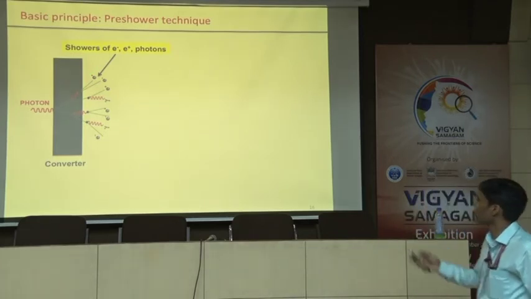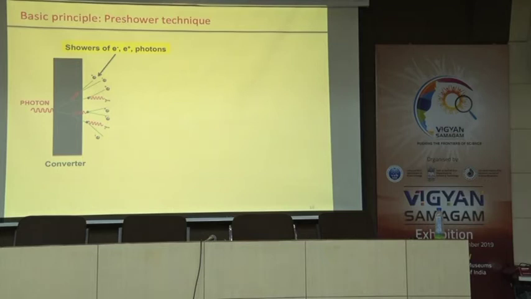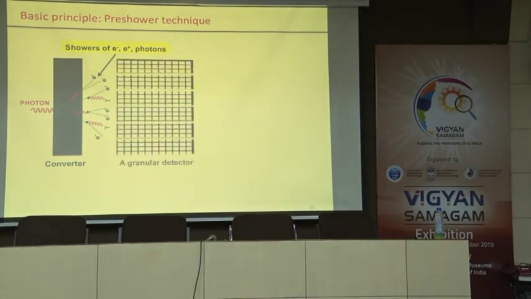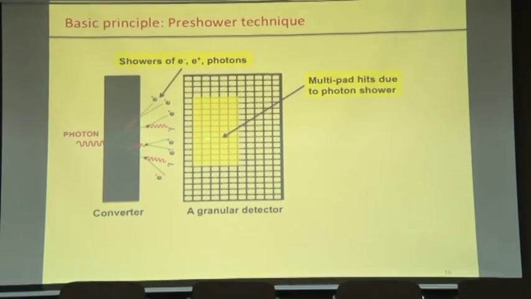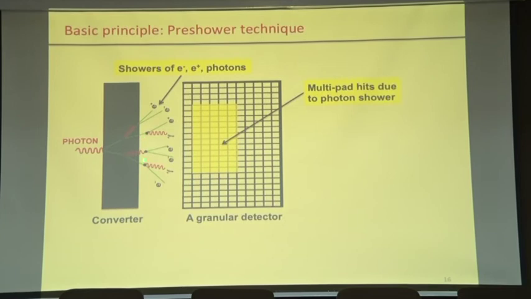And then these shower particles, because they are charged, electrons and positrons, if you put a granular detector like this, they will give signals and you will get some hits. When a photon passes through this lead converter, these showers will be produced, and then they will give signals in many segments of your detector, and in this way you can detect a photon.